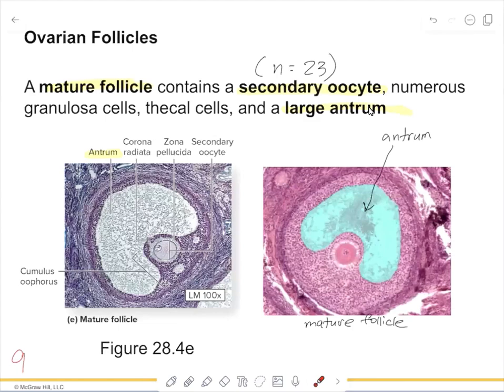Surrounding that secondary oocyte is a couple membranes, and one of which is the zona pellucida, and then also the corona radiata.